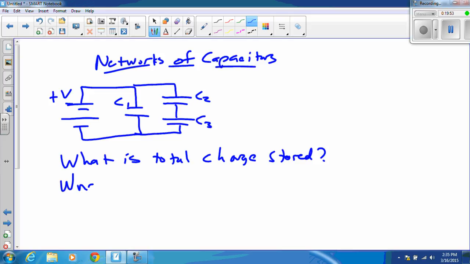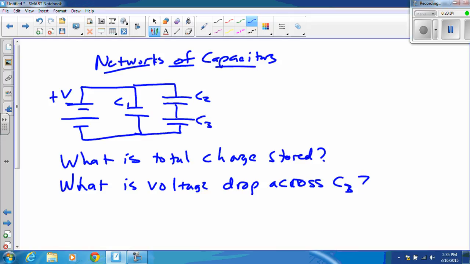What is the total charge stored by the whole network? Or what is the voltage drop across C3? In other words, we might ask questions about the whole network together, or we might ask questions about an individual component.